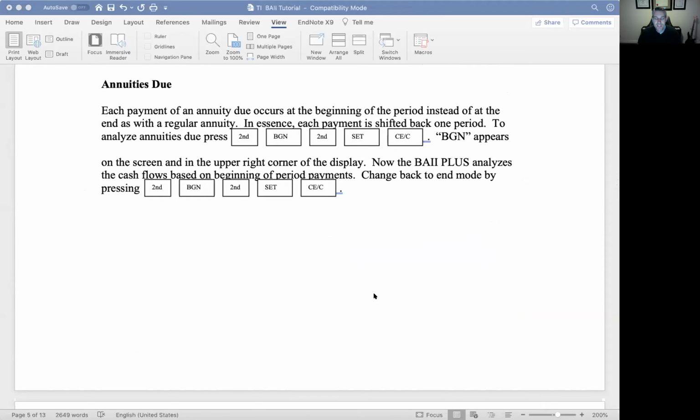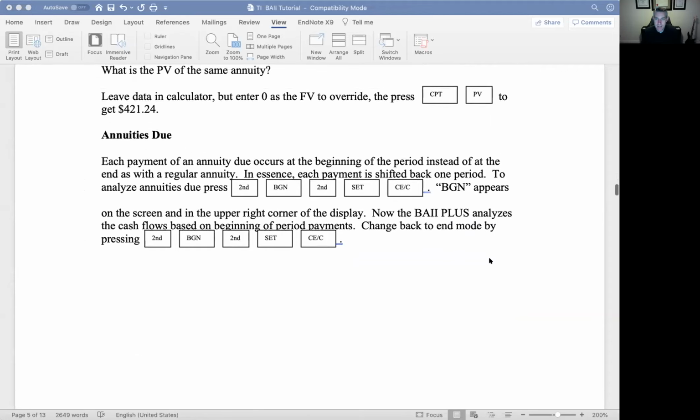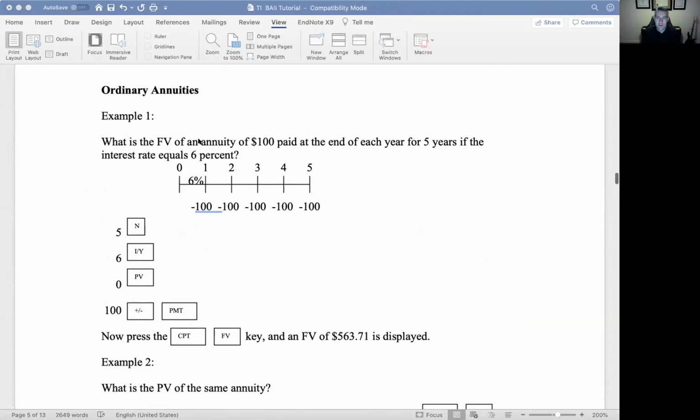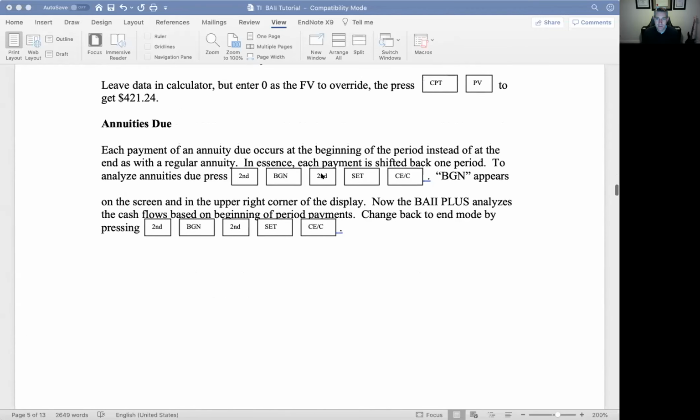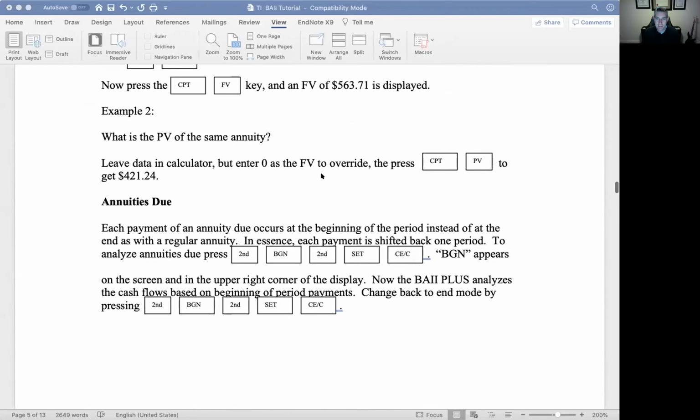So what we're going to do is something that is potentially a problem for some students because they'll forget that they've made a change to their calculator. So we'll talk about annuities, the ordinary annuity versus annuity due. In this problem up above, this was an ordinary annuity. That means that the payment comes at the end of each year. You can see it says paid at the end of each year for 5 years. What if it was paid at the beginning of each year for 5 years?